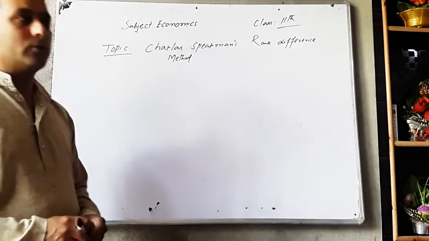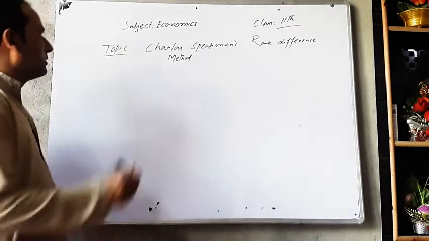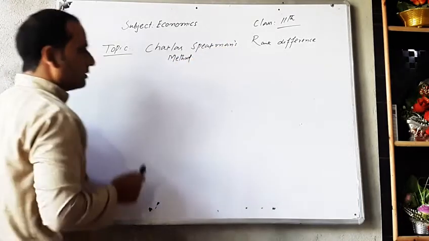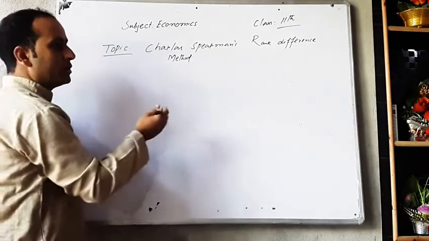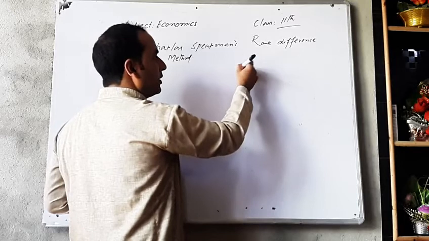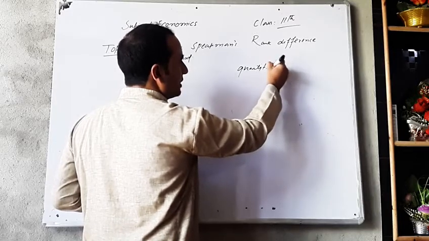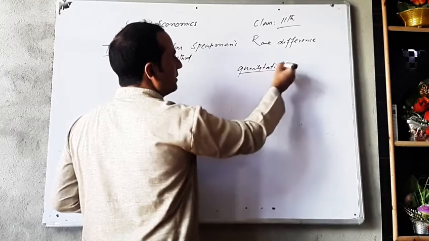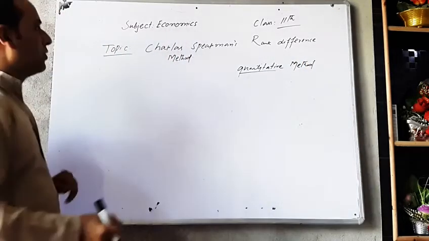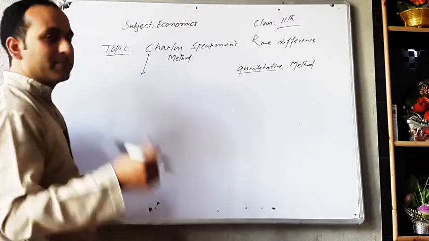In the earlier lecture we studied Karl Pearson's coefficient of correlation, and this is the second method of calculating the coefficient of correlation. Under Karl Pearson's method, we calculate correlation when the two sets of variables, the pairs of variables, are in quantity. So we can say that that method was a quantitative method. But there are some variables which cannot be expressed in quantity.